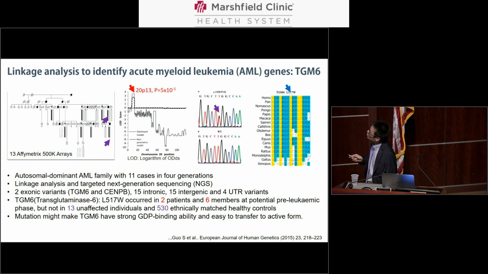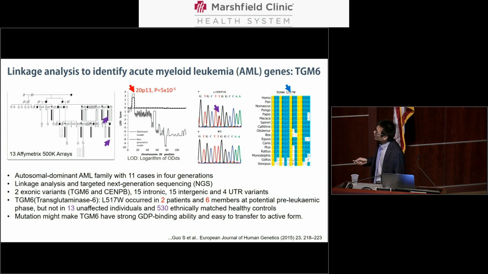It's located in chromosome 20, and the p-value is quite significant. The LOD value is larger than 4, so we think it's very significant. Because this region is very large, we need detailed information about it, so we used another targeted next generation sequencing technique to sequence all these regions and find the variants.